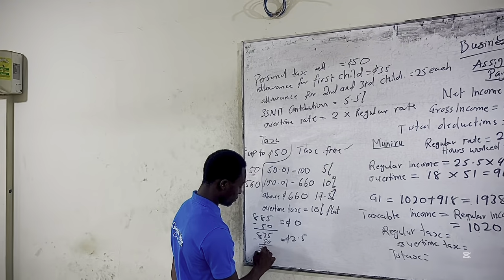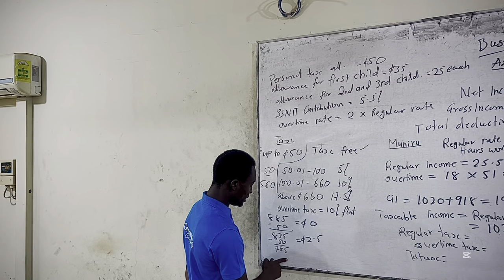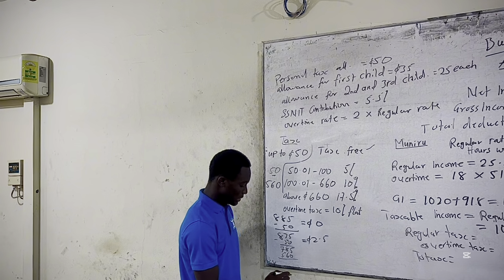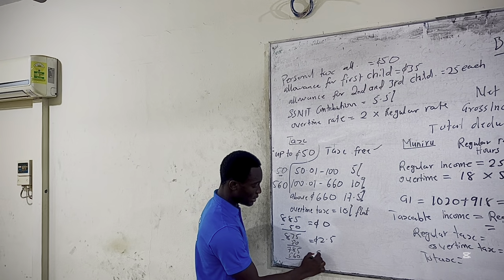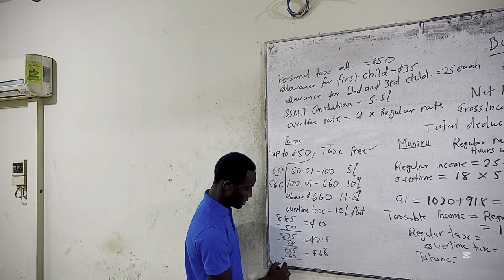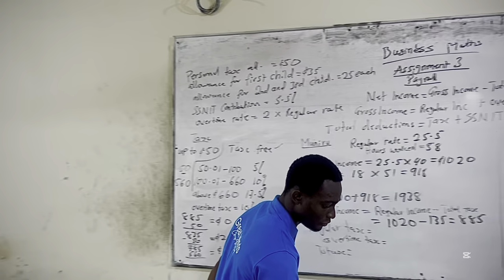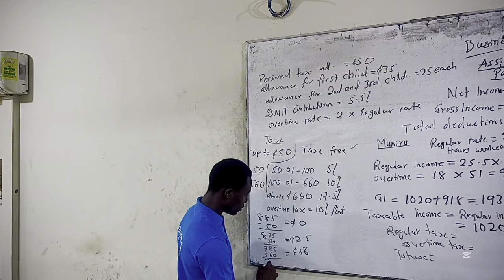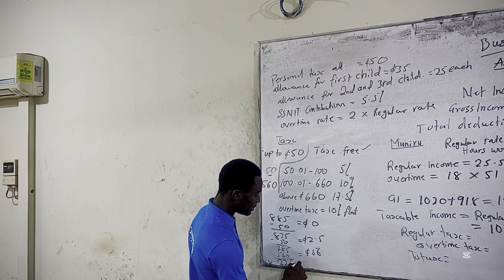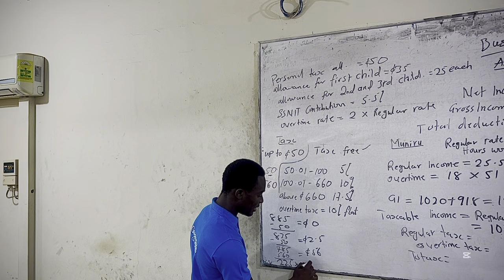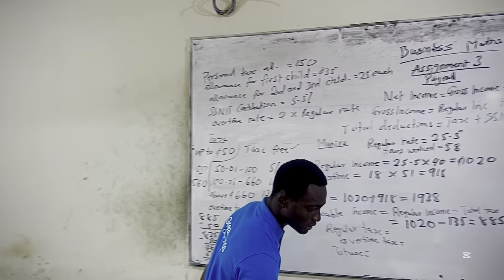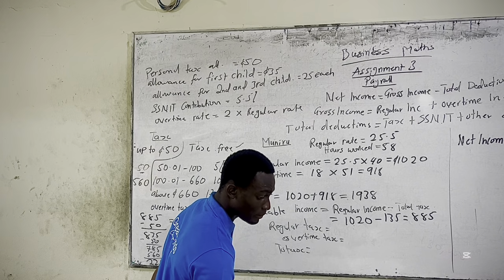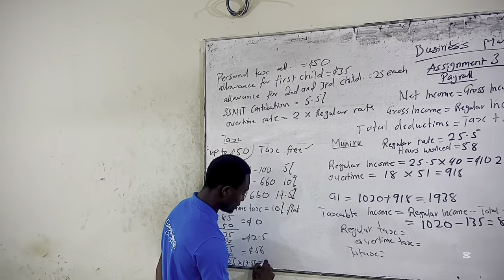785, and then we have our next 560, which is giving us what? 56 Ghana cedis. And then if you take this from what you already have, we are going to get 225 times 17.5%, which is going to give us what? 39.38.